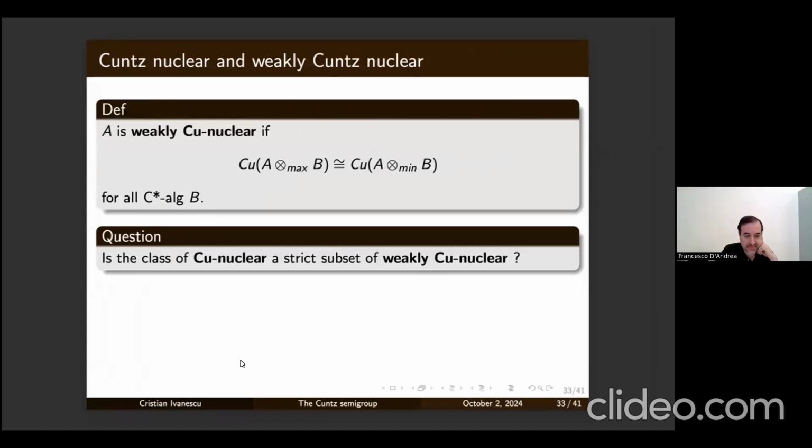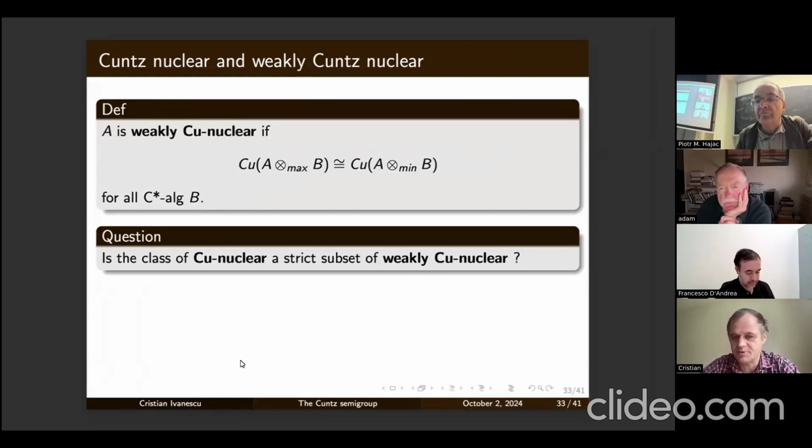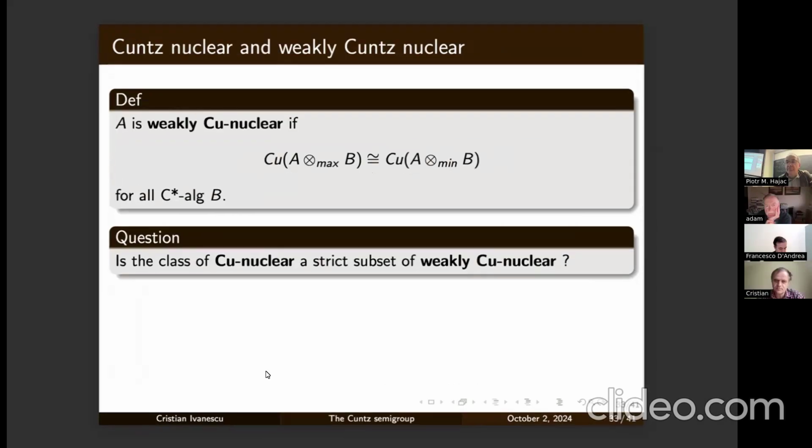Keep going. Okay, so at the moment we still don't know if these two classes, namely the ones which are Q-nuclear and weakly Q-nuclear, form a strict subset. In other words, we know that one implies the other, but we don't know if this goes both ways.